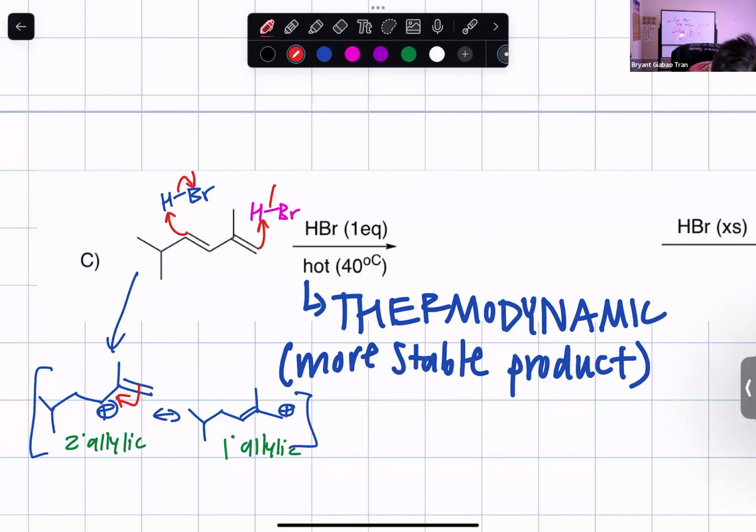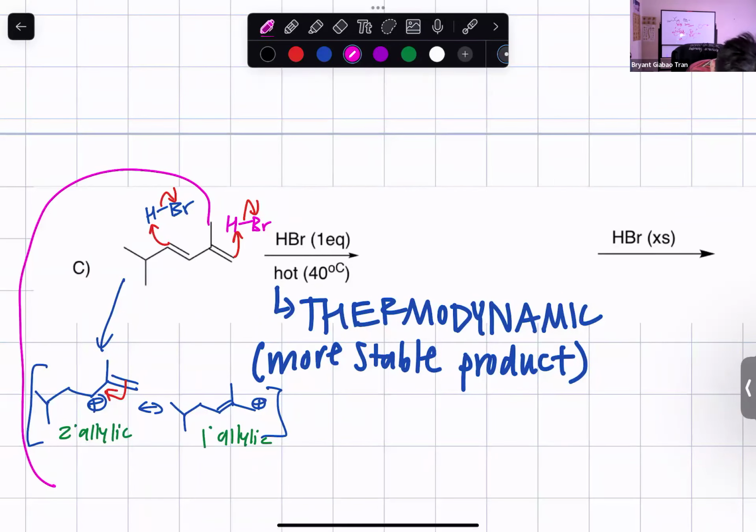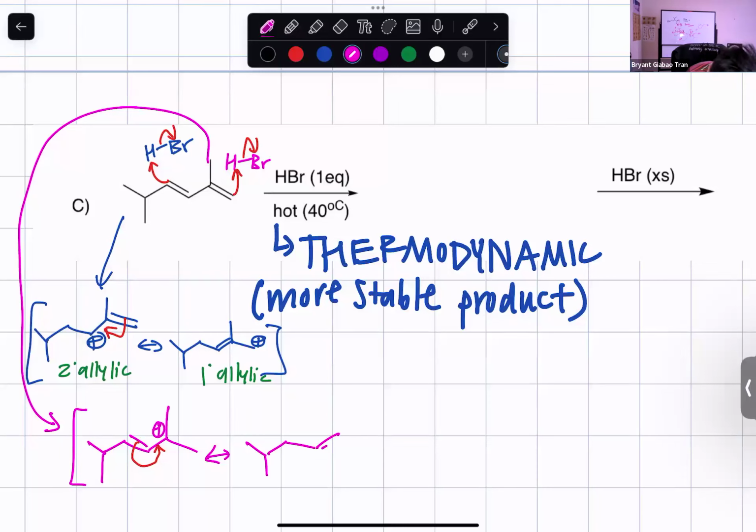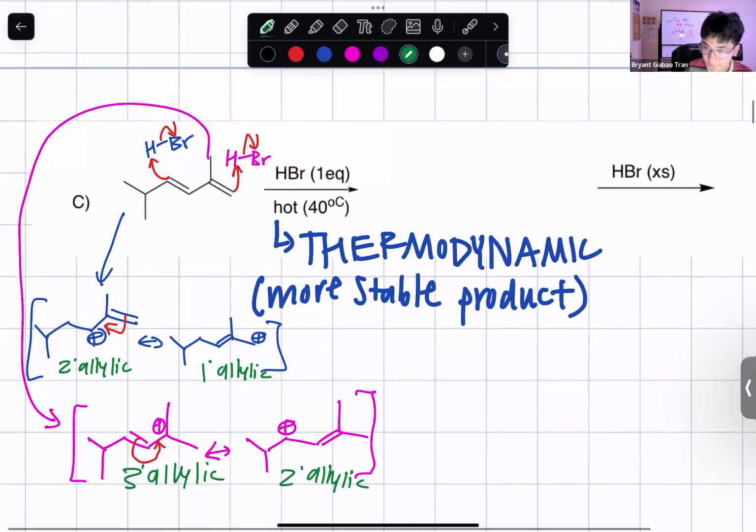The more stable carbocation is going to be the tertiary allylic. So I'm going to react it like that to get this carbocation right here. And this can do resonance with this double bond, giving us this resonance structure here, where this is a tertiary allylic carbocation. This is a secondary allylic carbocation, right?